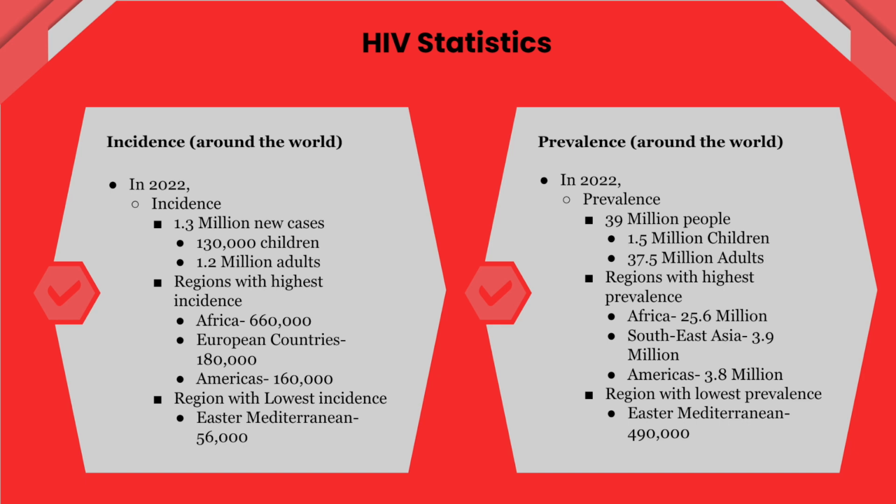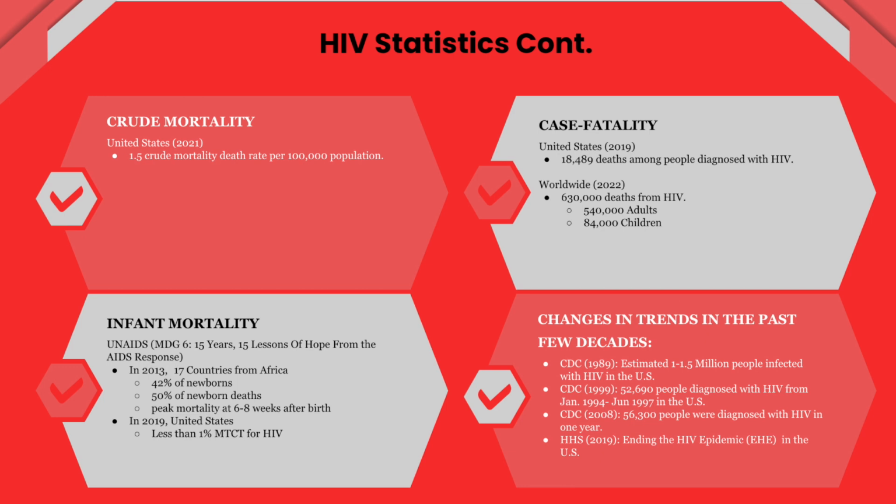And so for prevalence, there was a total of 39 million people living with HIV, where 1.5 million were children and 37.5 million were adults. For this case, women actually had a higher prevalence compared to men. And when looking at the different regions, Africa, Southeast Asia, and the Americas had a higher prevalence compared to Eastern Mediterranean countries. Continuing on with HIV statistics, crude mortality in the United States in 2021 was 1.5 per 100,000 population.